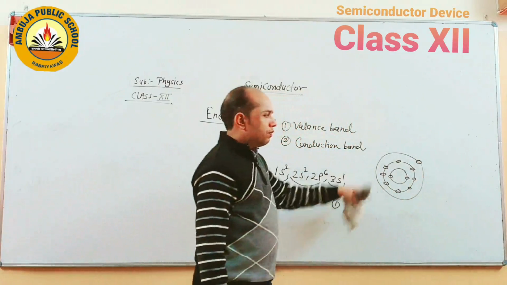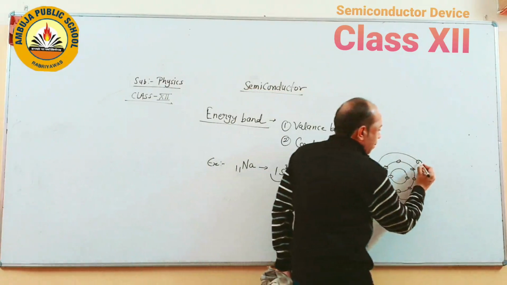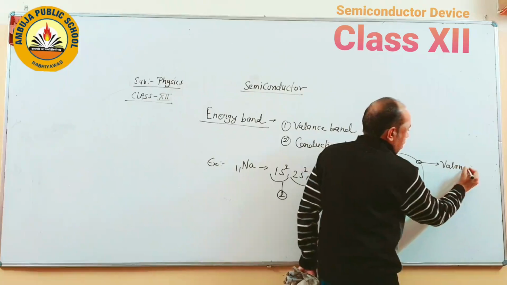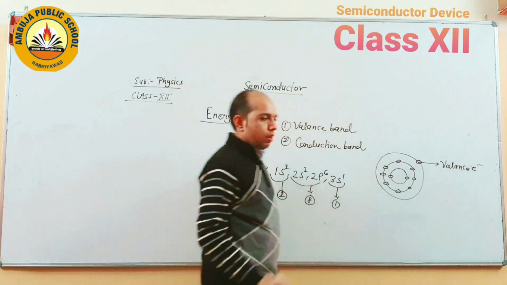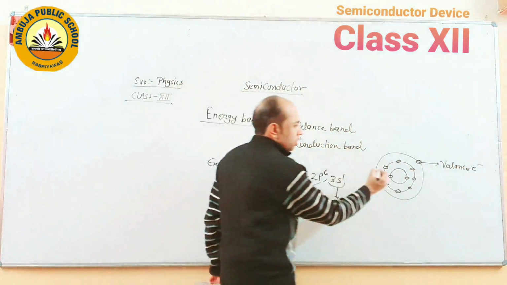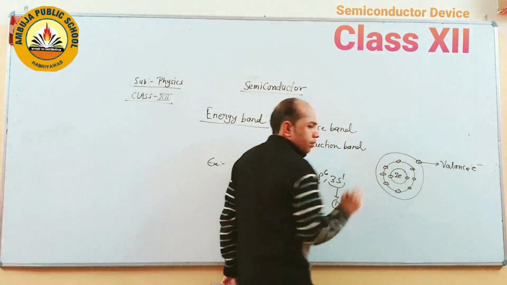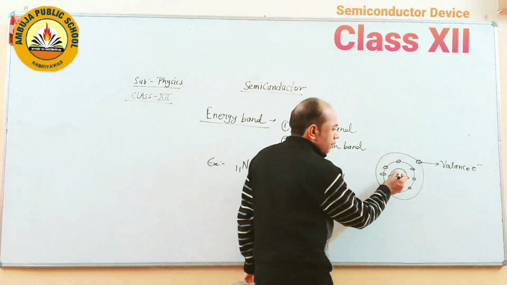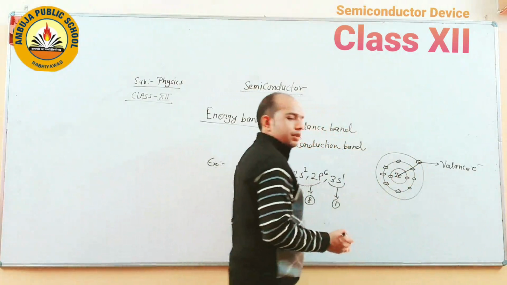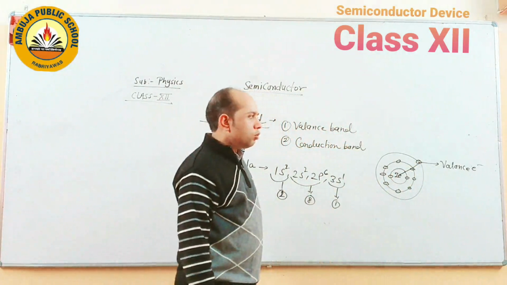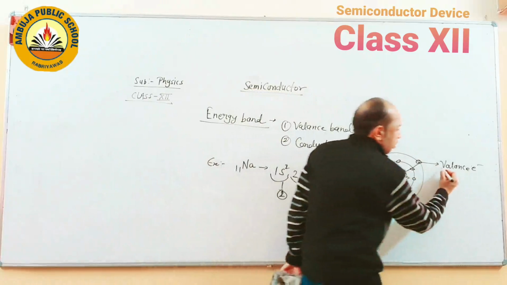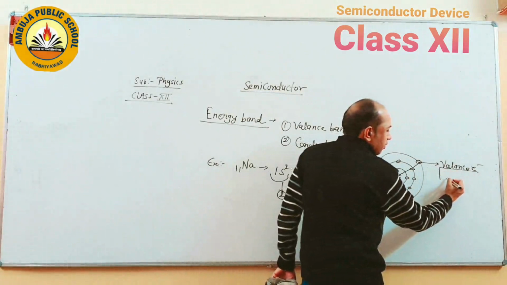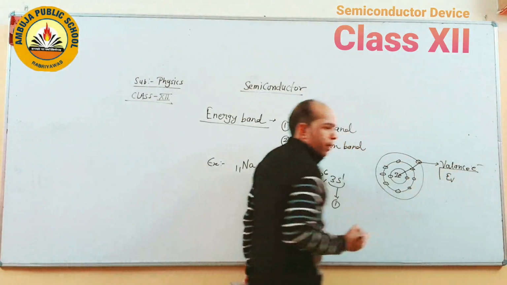This outermost 1 electron is called here the valence electron. And this electron is loosely bound to the nucleus because of distance. As distance increases, the force of attraction decreases. So this is called the valence electron, and the corresponding energy level is known as the valence energy band.